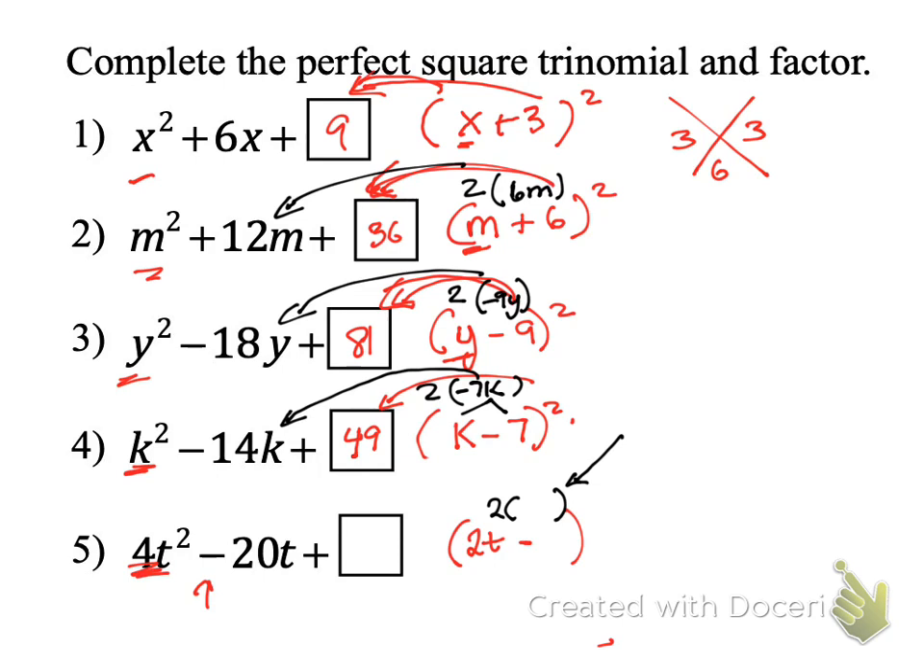Negative 10t, and so what would have to go here? Yep. I didn't know if it was going in the right place. Okay, so when I square that, 2t times negative 5 is negative 10t, double it, and I get the middle term. So what goes in this box now? 25. Yep, 25. You get the idea?